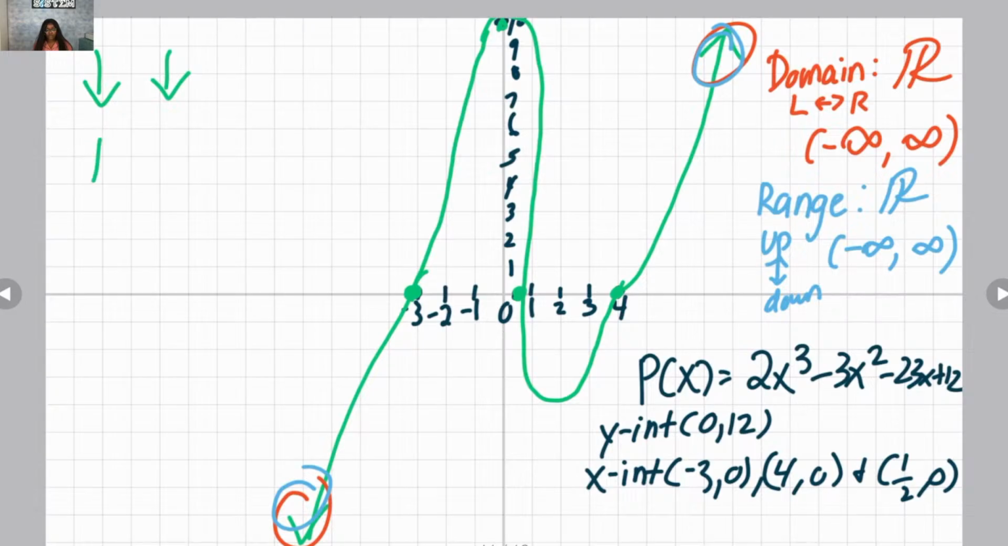Sorry, down, up. And the reason why we know it's down, up and not up, down is because the positive number tells you that on the right side, we're going up. So that's why it's this one and not this one.